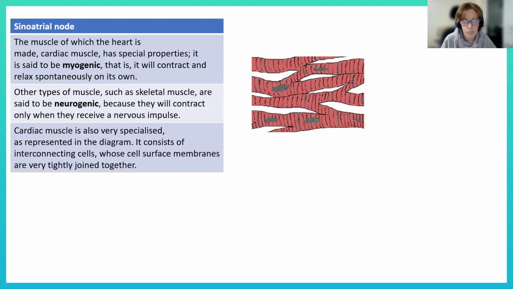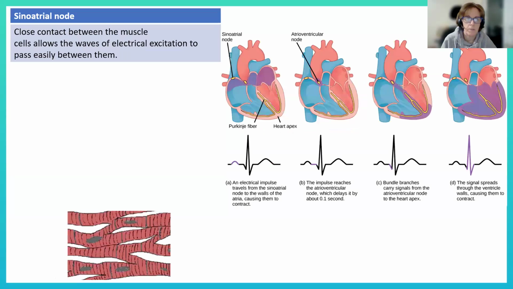Cardiac muscle is very specialized, obviously, because it's got a very specialized role. That's the diagram of it there that you've been given. It's not great. You can see bands. It's not as striated as skeletal muscle, but you can see bands. There's lots of interconnecting cells whose surface membranes are joined very tightly together.